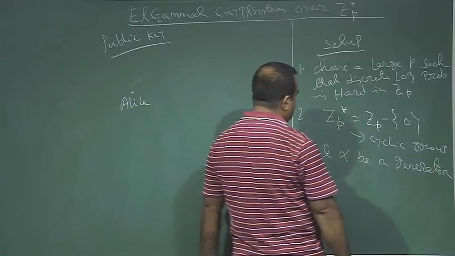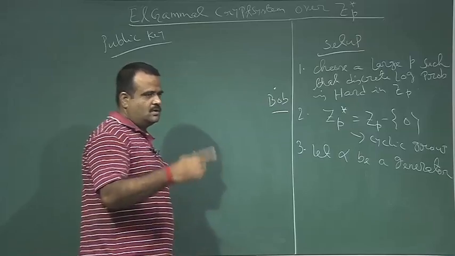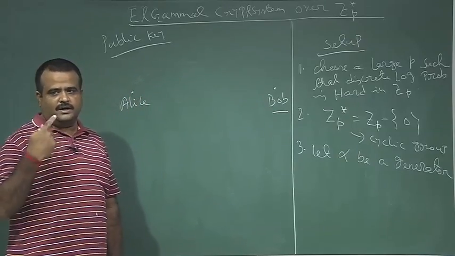Generator or primitive element of Zp star. So it will generate the group. So alpha squared like this. This is a cyclic group in the multiplicative sense.